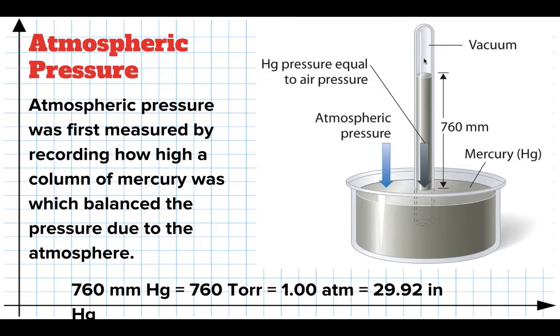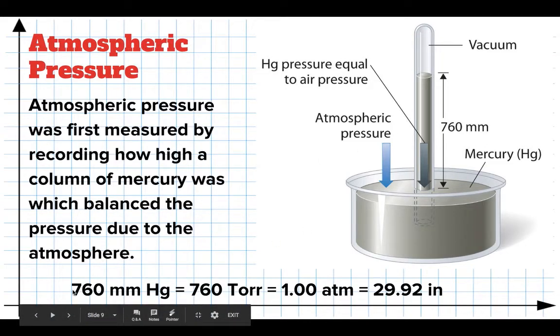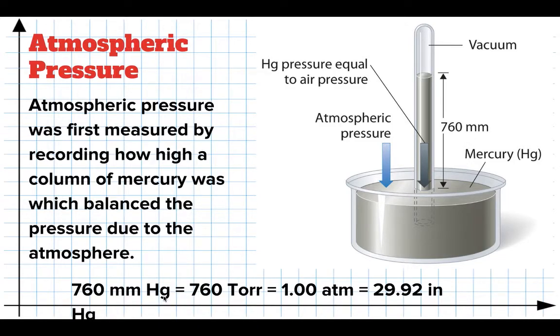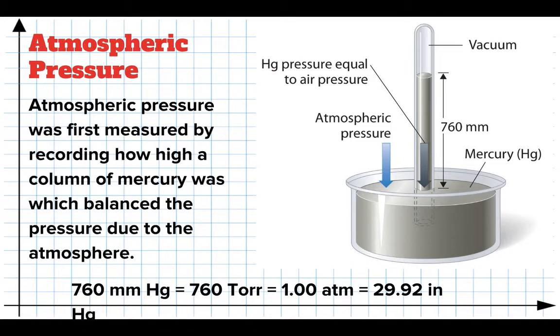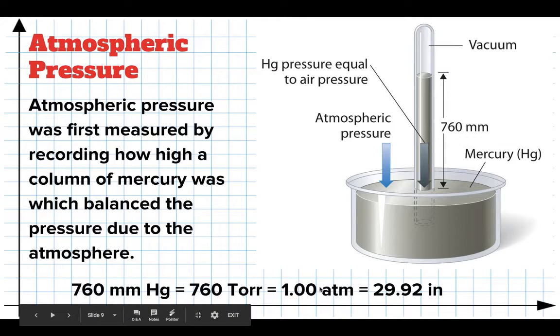And because pressure was initially measured using these barometers, it was very common to measure pressure in terms of the height of the mercury column. So 760 millimeters of mercury, for example, would be the height of the mercury column. And so that was also called a torr. And so 760 torrs, or 760 millimeters of mercury, is the same as 1 atmosphere. So if you measure the height of that in inches, you get 29.92 inches. So these are all equivalent ways to measure pressure.